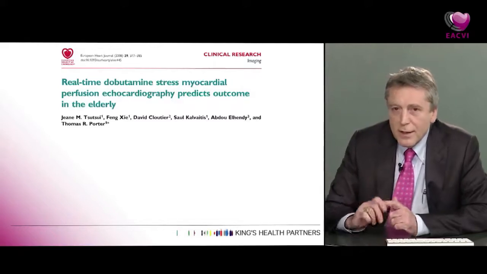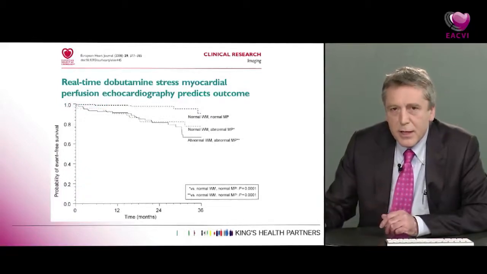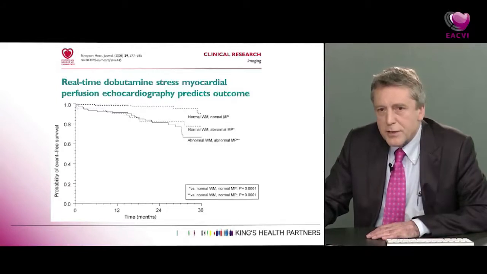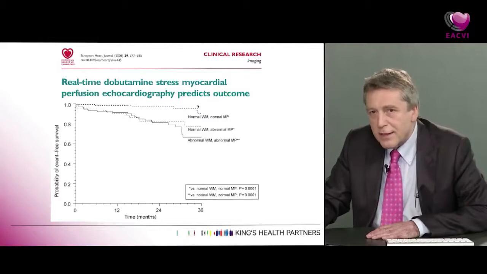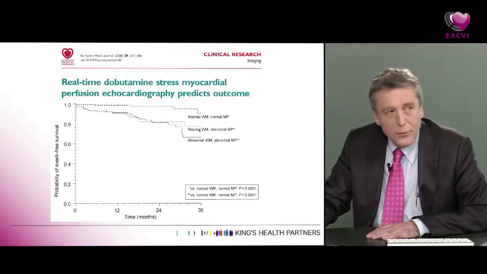Everyone wants to know, well, what's the impact of our investigation in terms of predicting what's going to happen to an individual patient. And you can see here from this paper from Tom Porter that in this cohort of patients followed up for 3 years, if they had normal wall motion and normal myocardial perfusion, they did extremely well. But even if they had normal wall motion but abnormal perfusion, you can see that they did less well. So just adding in the perfusion information, even in the face of a normal conventional stress echo, showed that they had a poorer outcome. And if both were abnormal, then it was a very, very poor outcome. So it really does add to our prognostic ability.